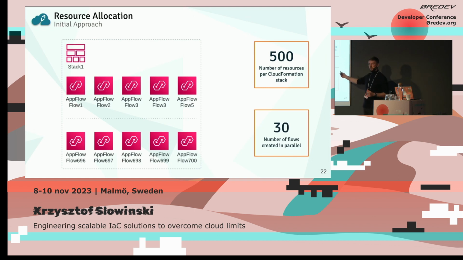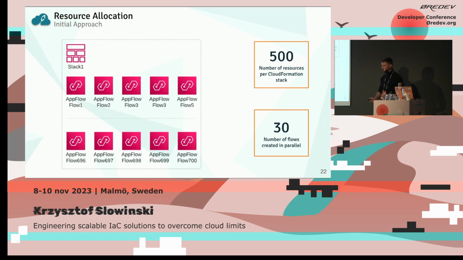First of all, we put more than 500 resources in the stack, which we cannot do. It's a hard limit. And we have the API limit on Upflow that we can create 30 flows in parallel. And if we do a stack design like this, assuming we could put 700 resources, what CloudFormation will do is try to provision 700 resources in parallel. So the 30 API limit will be crossed.